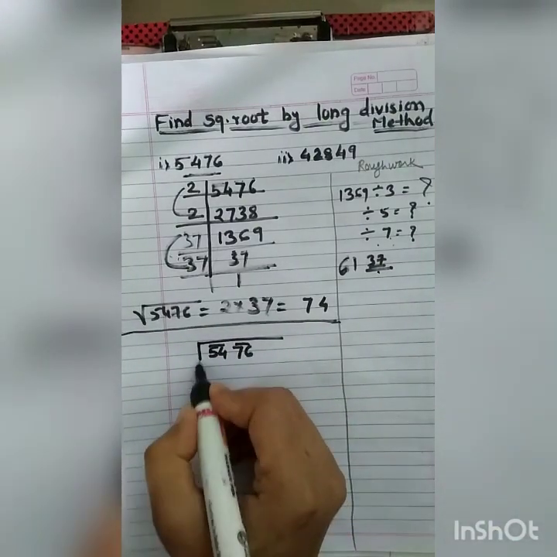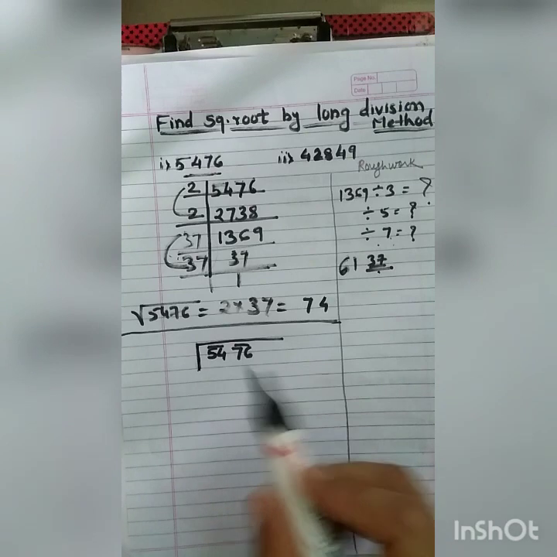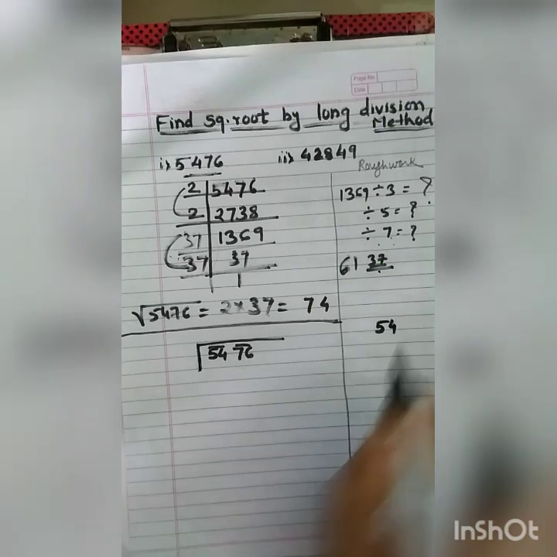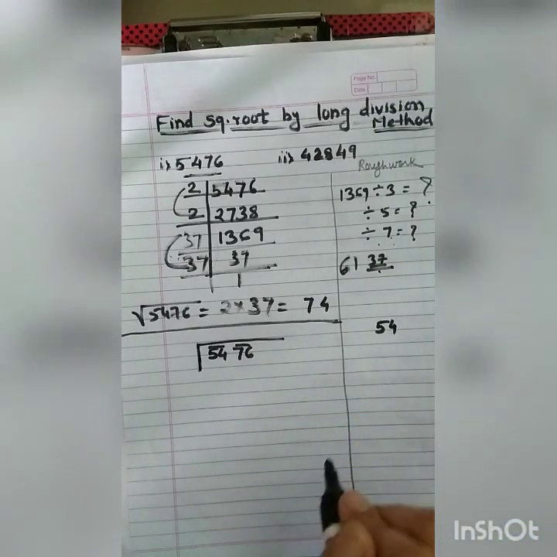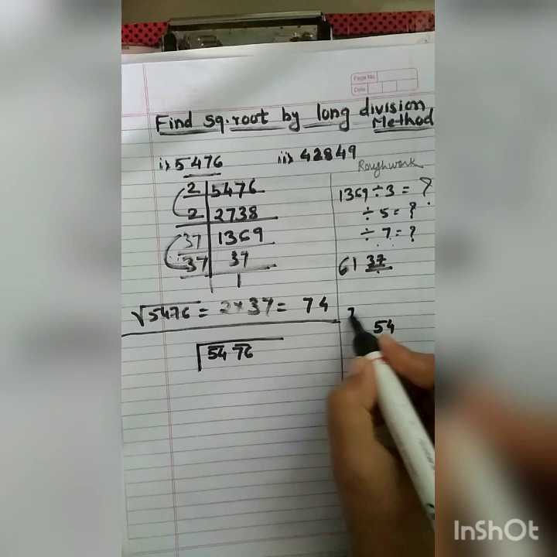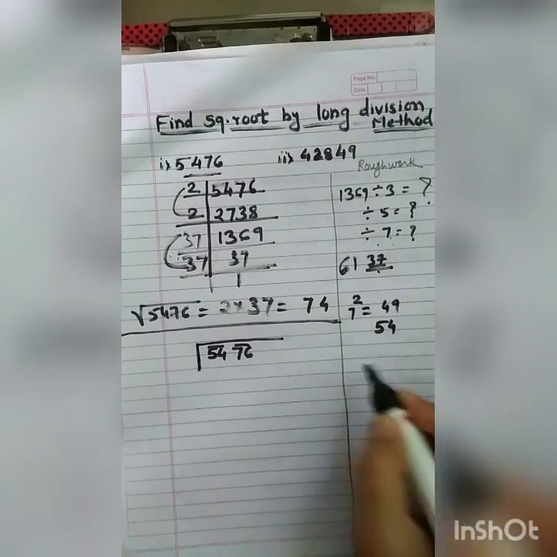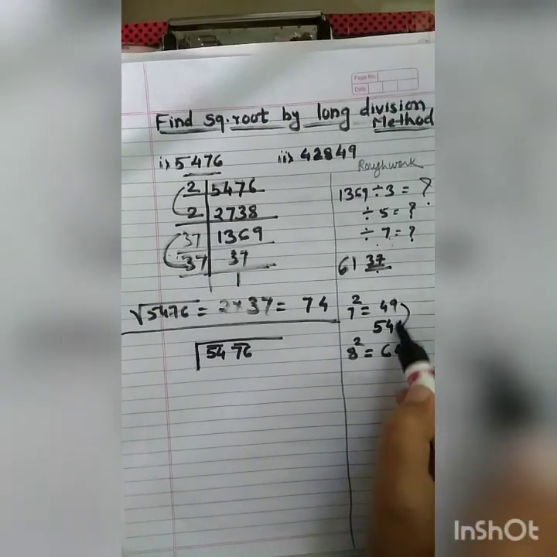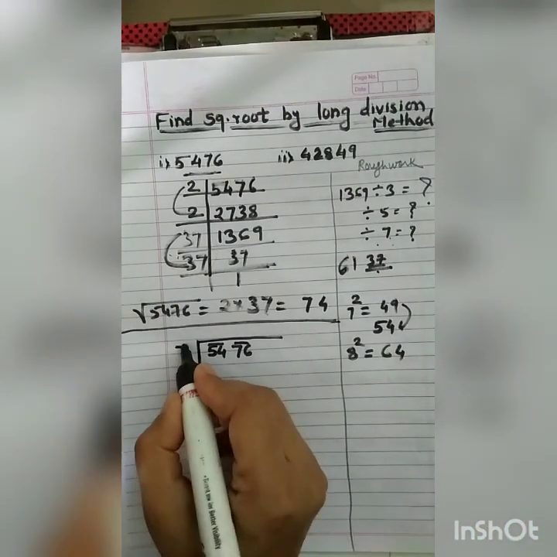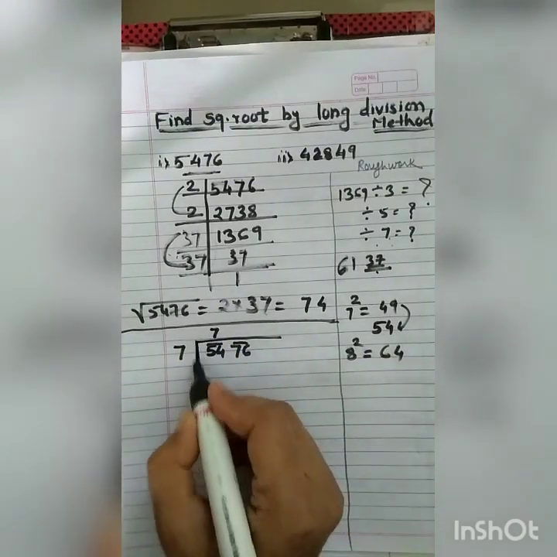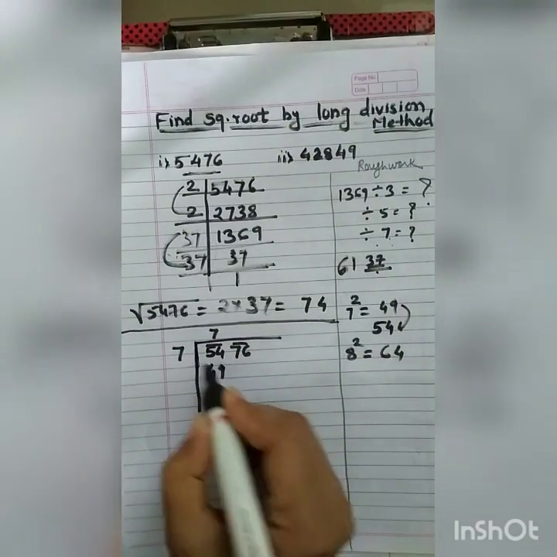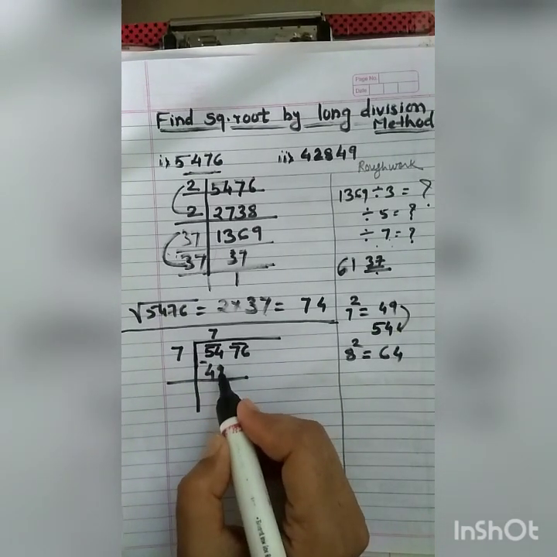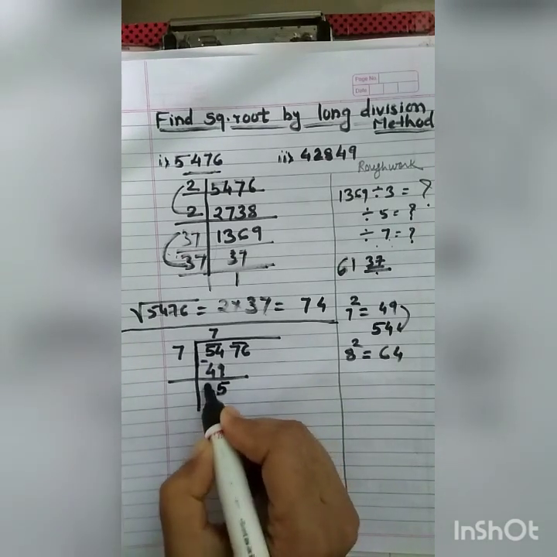Okay, then your first step is to take a square number nearer to 54. A square number nearer or equal to 54, but 54 is not a square number. So we know that the square of 7 is 49, the square of 8 is 64. Which one is nearer? That is 49. So we will take 7, 49. Now what will be your remainder? 54 minus 49 is equal to 5, 0.